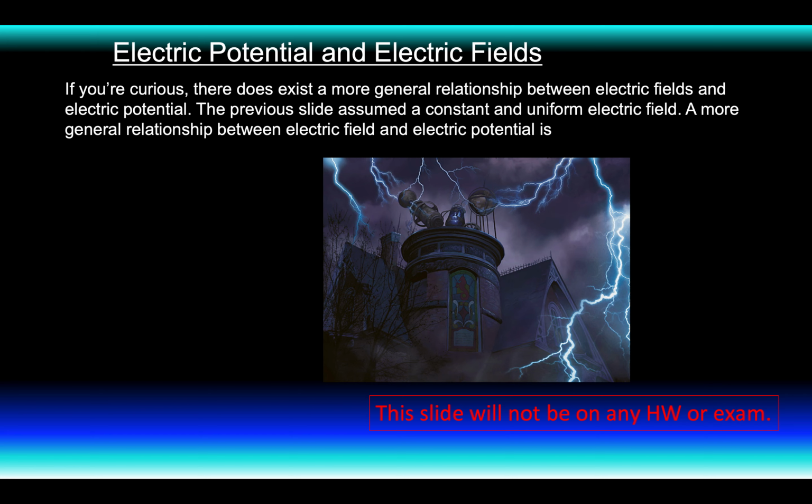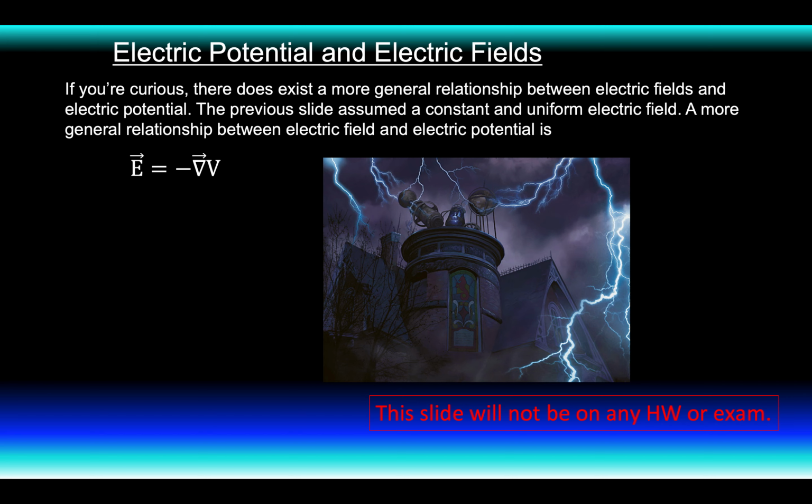As I said before, this course is a non-calculus-based physics course, so the material on the previous slide you will potentially need to work with on homework or exam, but the material on this slide you will not see on any homework or exam. So if you are curious, there does exist a more general relationship between electric fields and the difference in electric potential between locations within those electric fields, such as the electric field due to a point charge. That is not a constant and uniform electric field. A more general relationship between these two quantities could be written as this.